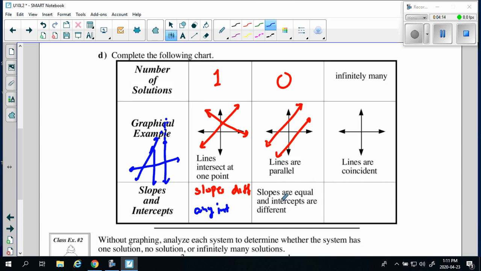If the slopes are equal and the intercepts are different, then we have parallel lines and we have 0 solutions. They never touch each other. If you have equal slopes and the same intercept right here, then it is the same line. Same slope, same y-intercept. The lines are coincident. That means they are the same.